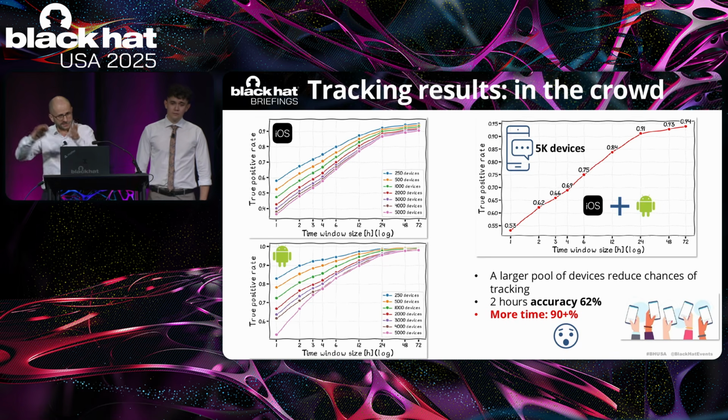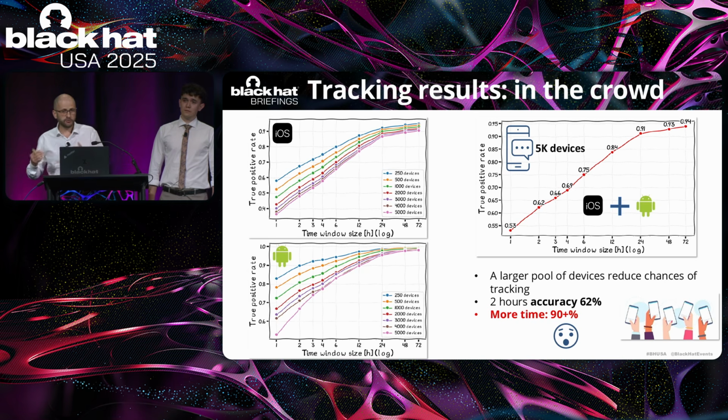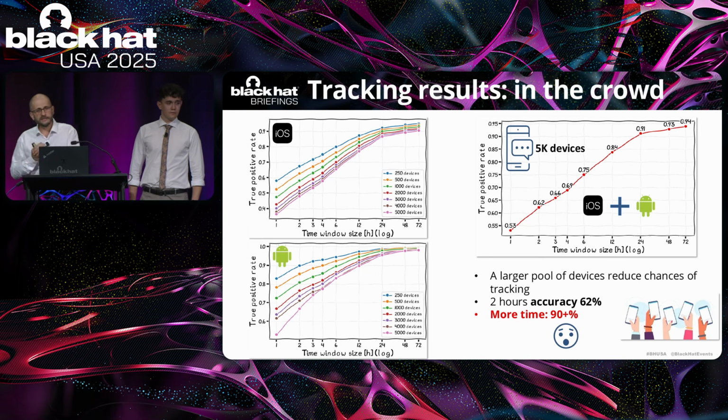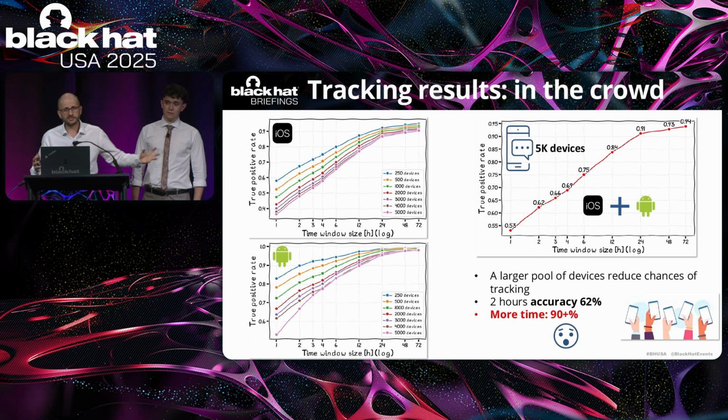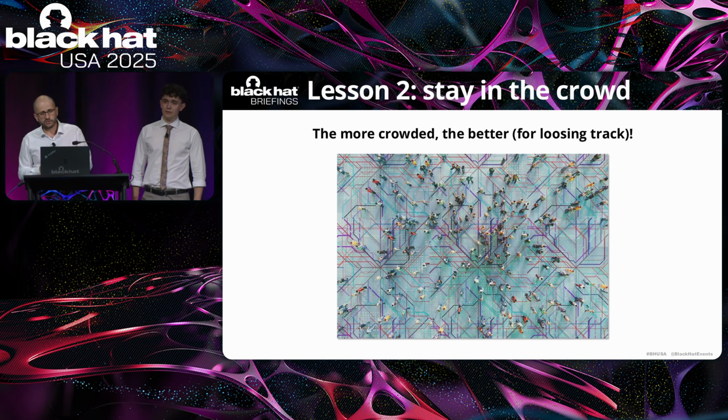identifier. Now, let's take it up a notch and see if we have batches of more devices. If we have 5,000 devices, how does this impact our tracking accuracy? As we can see, if we have more devices, yes, this will have a negative impact on our ability to identify devices. And nevertheless, after 24 hours of aggregated traces, we are still able to exceed 90% accuracy, which is once again very good. So yes, the more crowded, the lower the tracking accuracy.